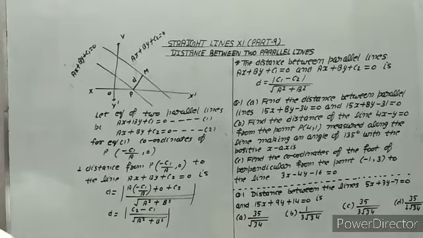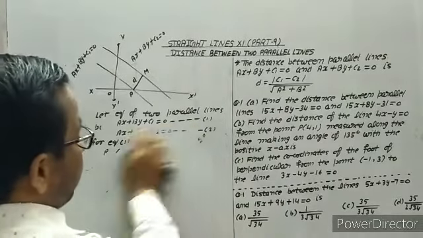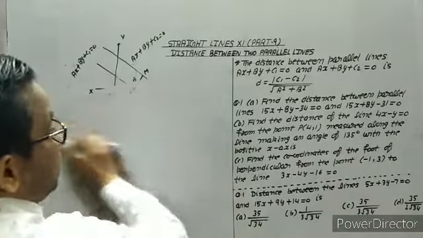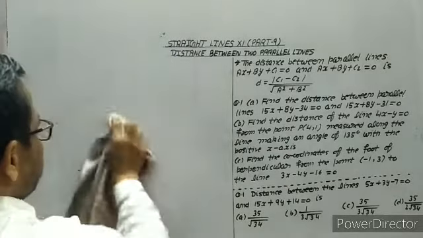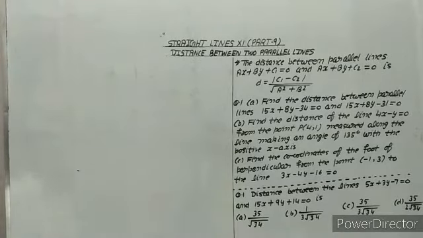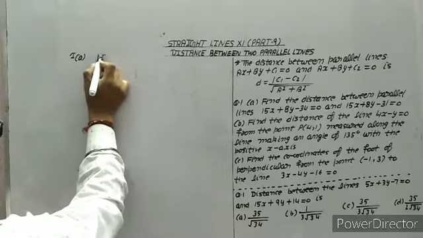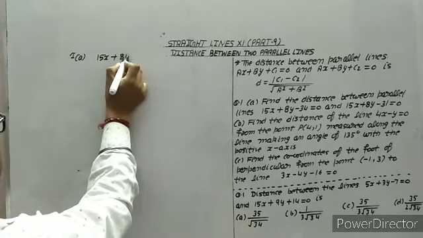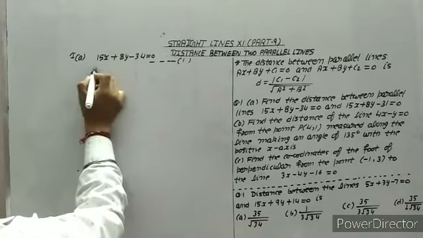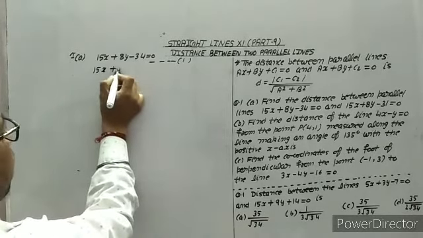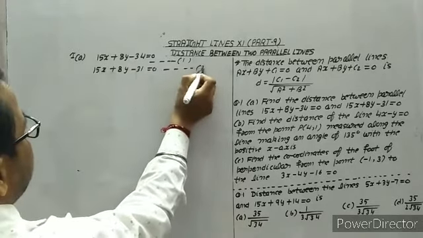Now let's start some questions so that the concept will be very clear, and we will do other questions also. Look at question number 1. Find the distance between parallel lines. In question number 1 part a, we have two parallel lines: 15x plus 8y minus 34 equals 0, this is the first equation, and 15x plus 8y minus 31 equals 0, this is the second equation.